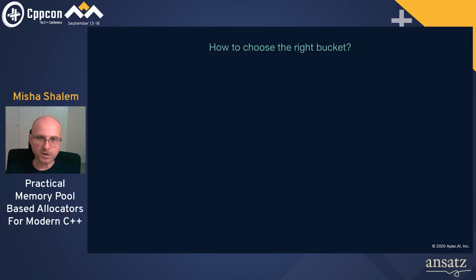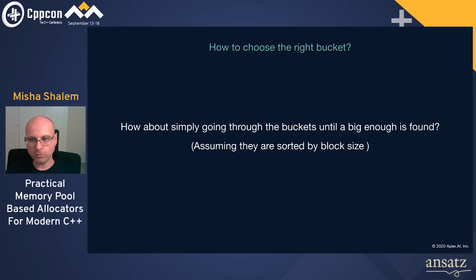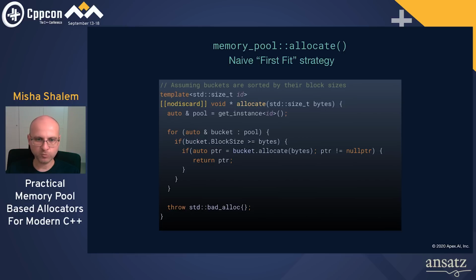Now, here's an interesting question: how to choose the right bucket? We have this memory pool with many buckets of different sizes. So a naive thing to do would be just to go through the buckets until we find one big enough, right? For one block. And it may work in some cases. It would look something like this, very simple. We just go through all our buckets, and once we find one which works, just allocate from it. And if it succeeds, just return the ptr. Otherwise, if we never found a bucket which we were able to allocate from, we just throw std::bad_alloc, and that's it. It would work for things like std::map or std::list.